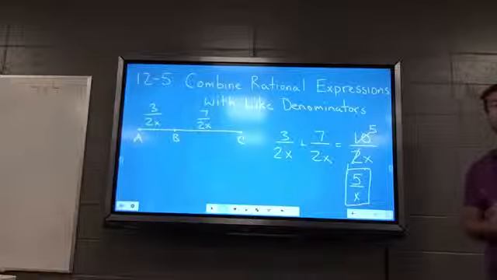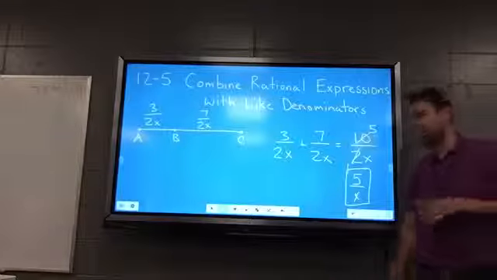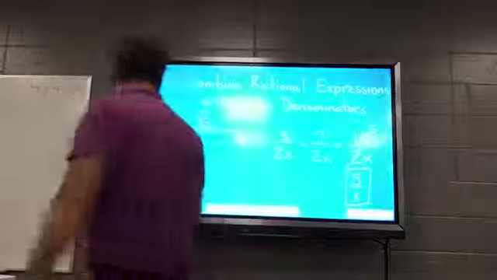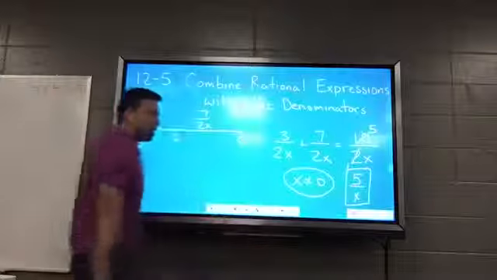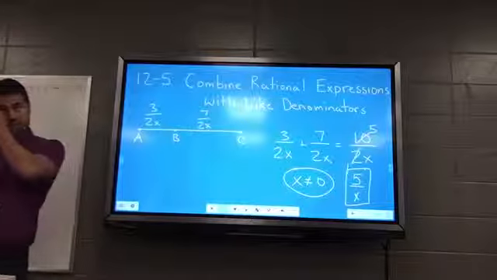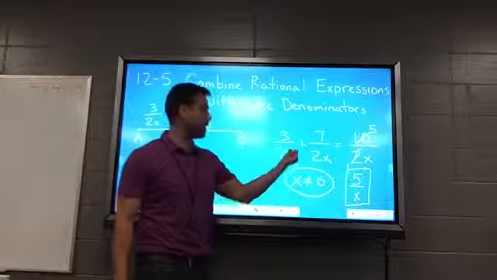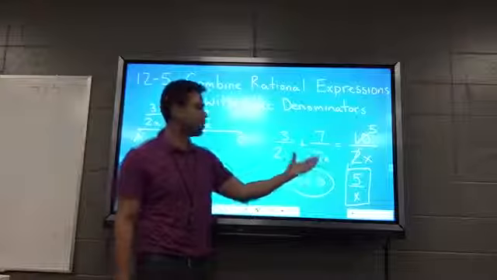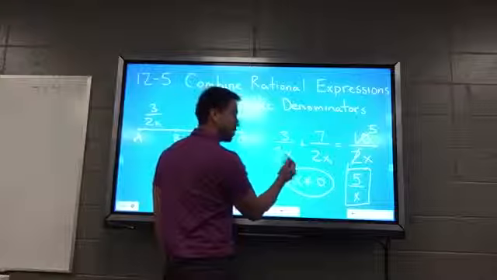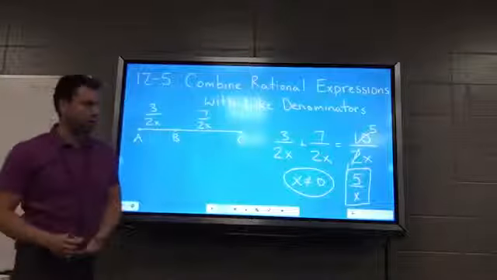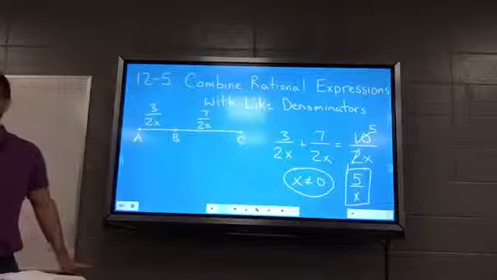Now, before I move on from this problem, x can be any number in the entire world except for one value: 0. X cannot equal 0. Somebody explain why it can't be 0. What can this denominator not be worth? 0. So if you made x equal 0, what's 2 times 0? 0. I don't want that. So don't forget excluded values on these problems. The return of the excluded value. Any questions on this?